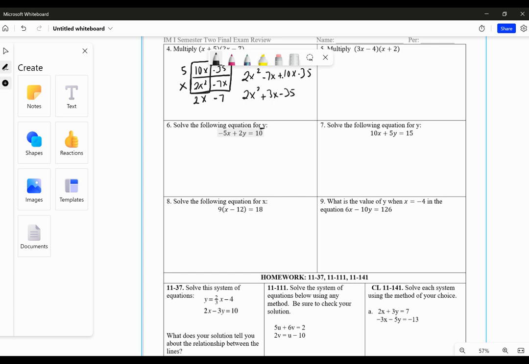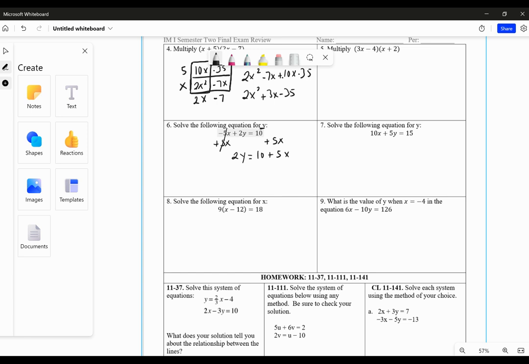So I've got -5x plus 2y is equal to 10. Because I want y by itself, I'm going to add the 5x to both sides of my equal sign. I get 2y, because this cancels, is equal to 10 plus 5x. I cannot add these two together. They are not like terms.